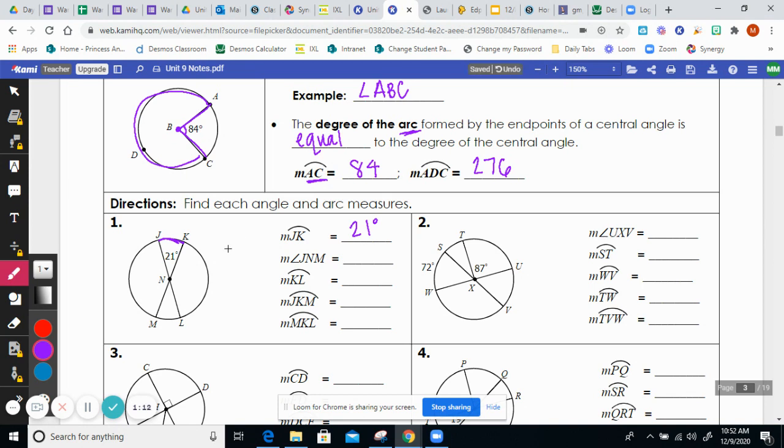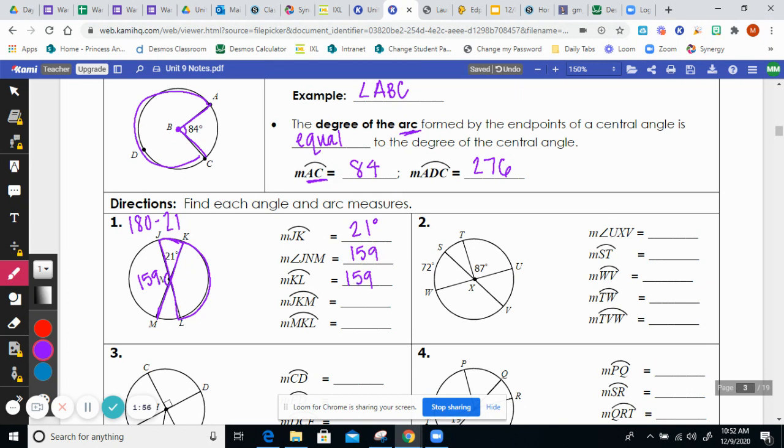Then we have the measure of angle JNM. So JNM, the angle is right here. So if this part is 21, remember that the semicircle is going to be equal to 180 degrees. So I can just do 180 minus 21, and I get that my answer is 159. All right, so then KL, so KL is going right here. So for KL, we can also look that we have another semicircle right here, and since this is 21, it's just going to be the same thing. This is 159, so we can kind of think of those as vertical angles.